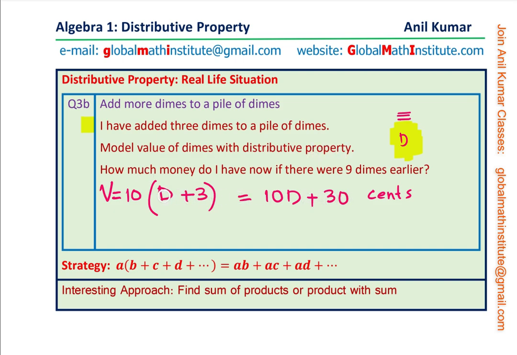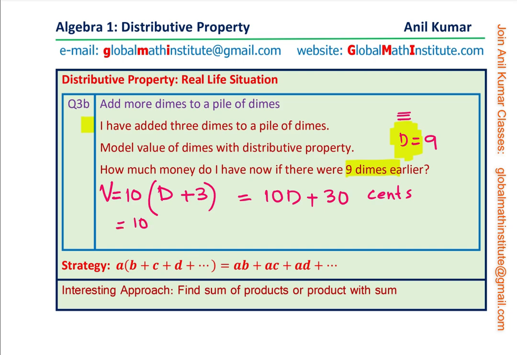We have done that modeling with distributive property. How much money do I have now if there are 9 dimes? So I'm now working out with values. So if I have 9 dimes, that means if capital D, which I wrote here, is equal to 9, then how much value does it have? What is the value, right?